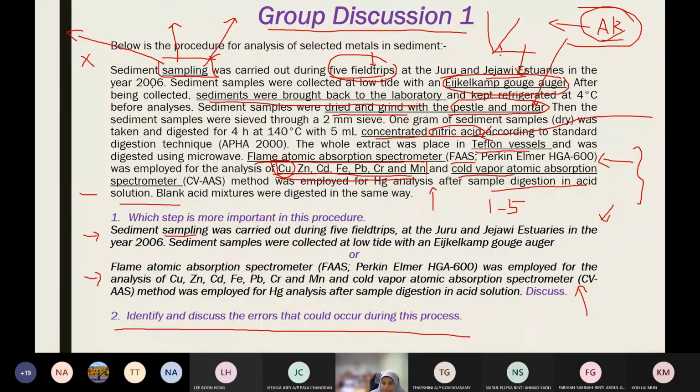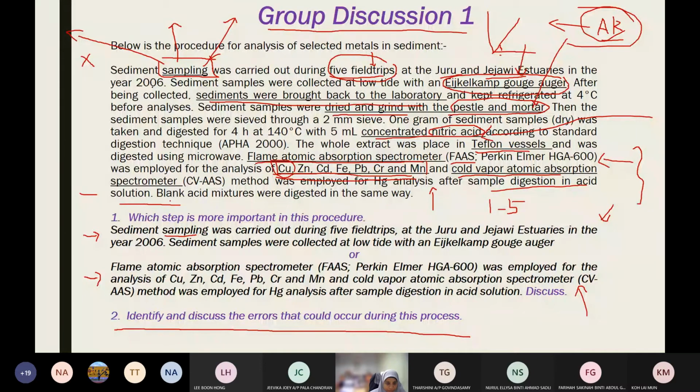And the third one, the last one here. Why I underline the cold vapor atomic absorption spectrophotometer? This one is also an instrument, so the instrumentation can also give error. So there will be an effect here.